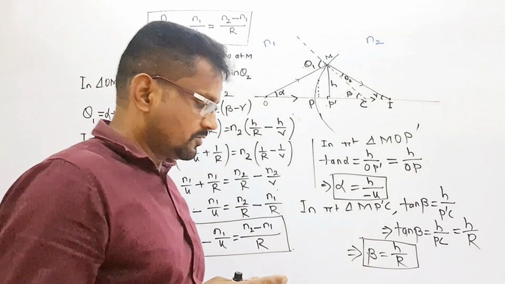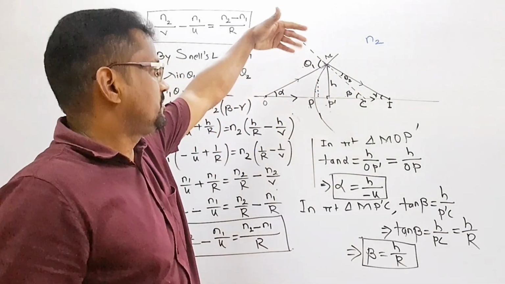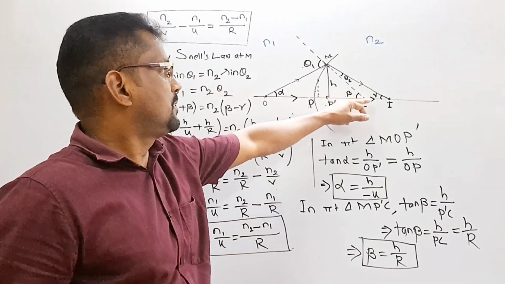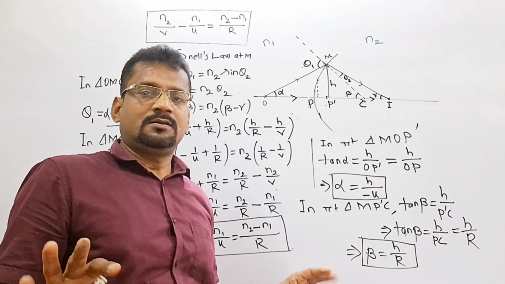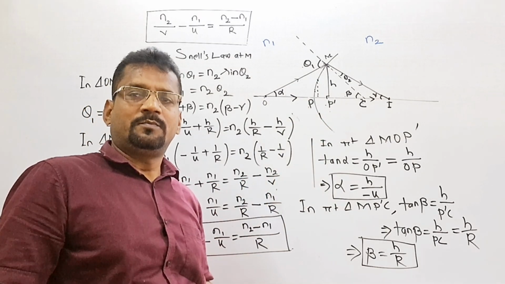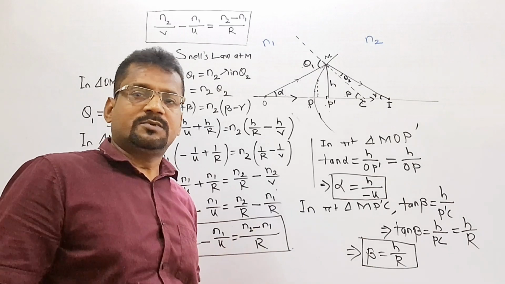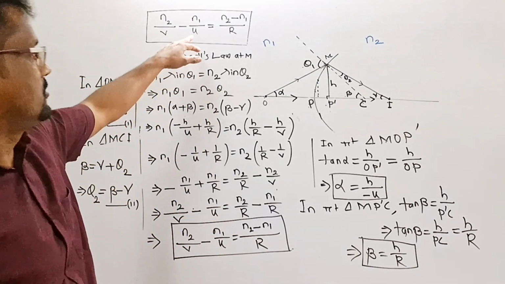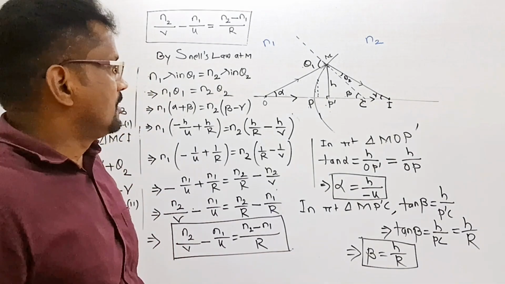Then remember the assumption: all rays are paraxial rays, because of that alpha, beta, gamma, theta 1, theta 2 are all infinitely small angles, as well as P dash will coincide with the pole P. These are the assumptions we have considered here, and with the assumption we can establish a relation. Otherwise it is not possible. Now you see.